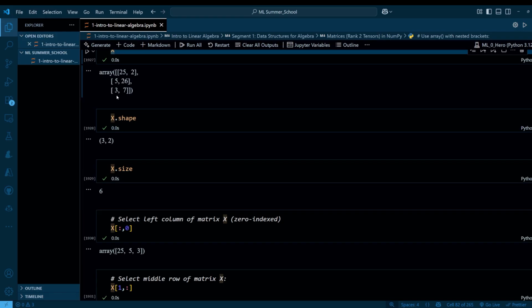So what do we have? These are the rows, and in the rows, what are we looking for? We are looking for the first value in each row. In these rows, the first values are 25, 5 and 3. So these are these three.